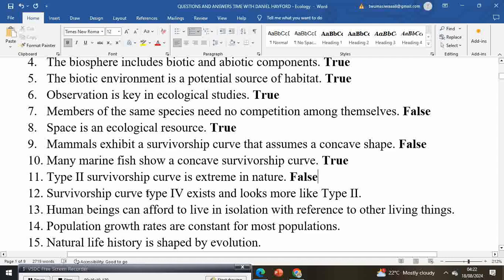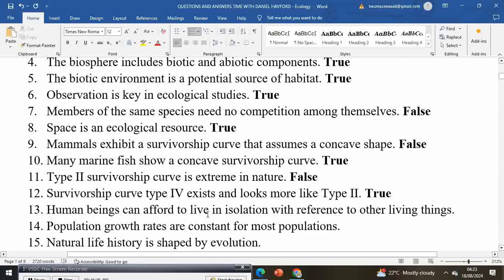Now, question number 12. Survivorship curve type 4 exists and looks more like type 2. Is this statement true or false? Yes, what is your answer? Your answer, it is true.